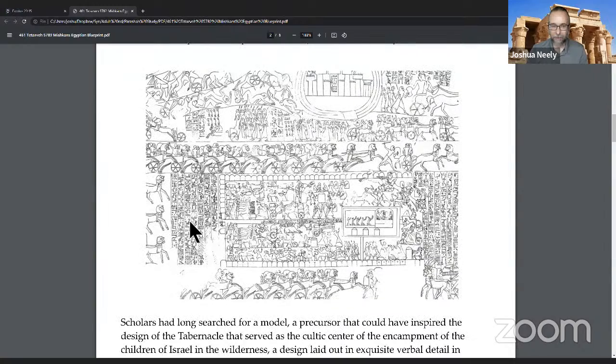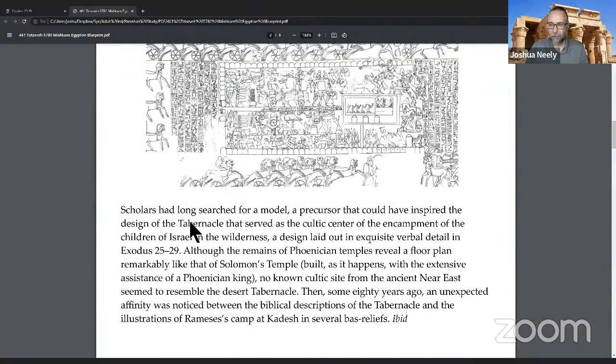As he explains, scholars had long searched for a model, a precursor that could have inspired the design of the tabernacle that served as the cultic center of the encampment of the children of Israel in the wilderness, a design laid out in exquisite verbal detail in Exodus 25 to 29, which is what we're reading now.